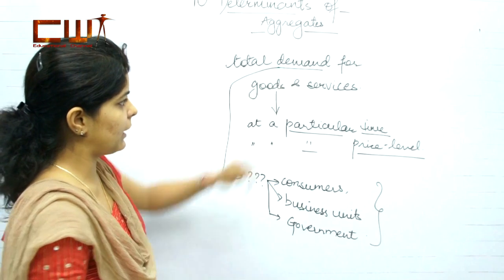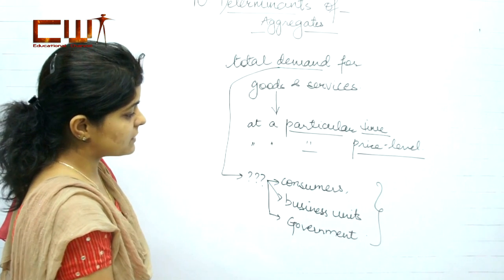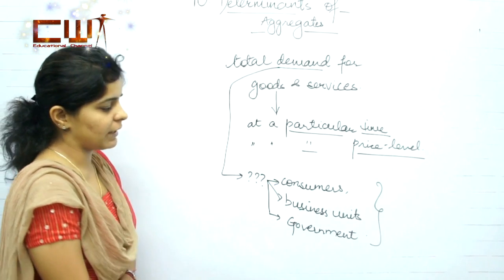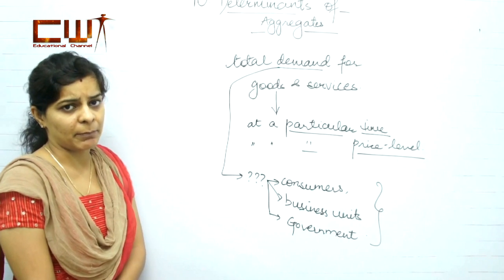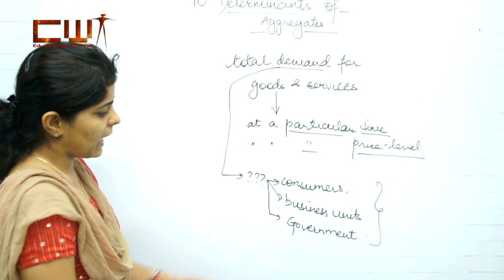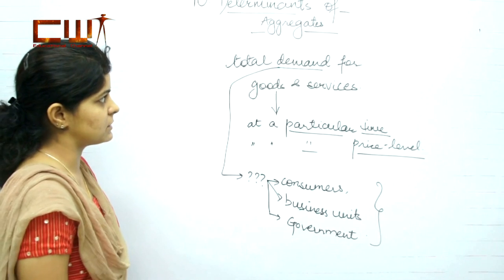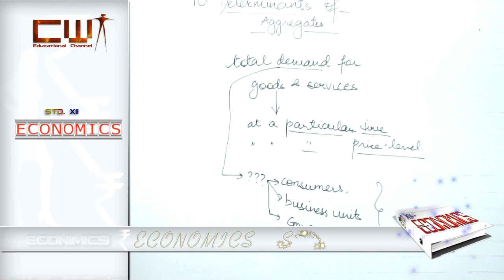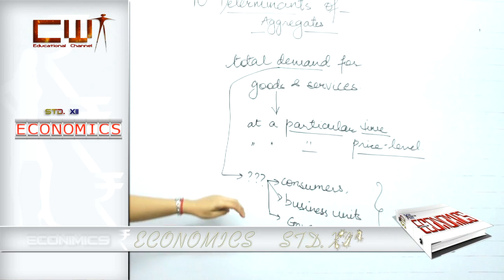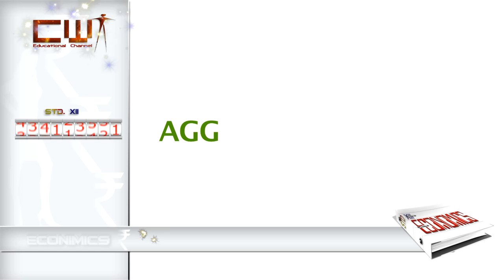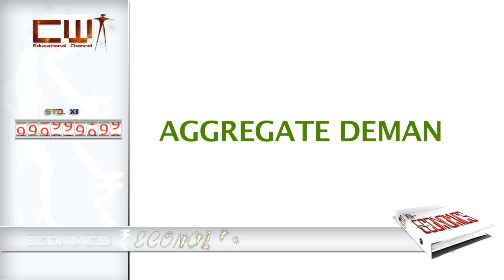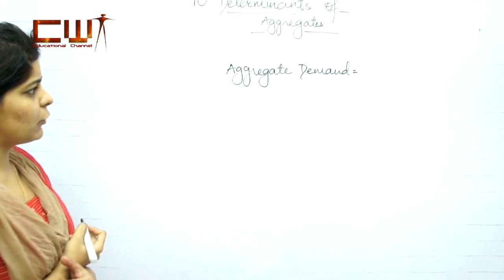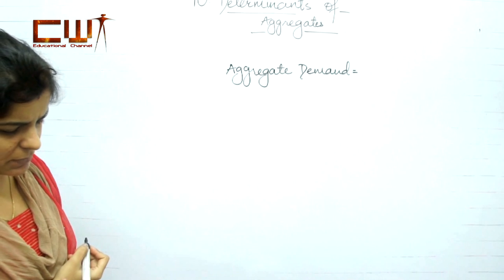Consumers are demanding for goods and services. Business units are also demanding, but they have a demand of a different nature, maybe capital goods, intermediate goods, and government also has certain demands, right? So this is all we will study in demand. So demand, you have certain things which you will study under this. Let's see what aggregate demand means. Technically you have to study what aggregate demand means.